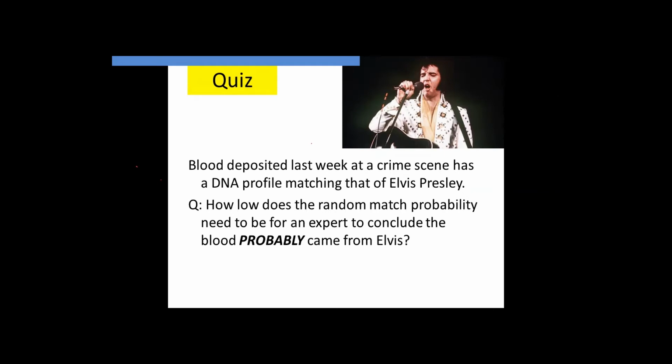And the question for you is, how low does the random match probability need to be for an expert to conclude that the blood probably came from Elvis? So think about this for a minute. Let's suppose the matching DNA profile, it matches Elvis's DNA profile, we know this, and the matching profile would be found in 1 person in a million. Is that low enough to conclude that it probably came from Elvis?